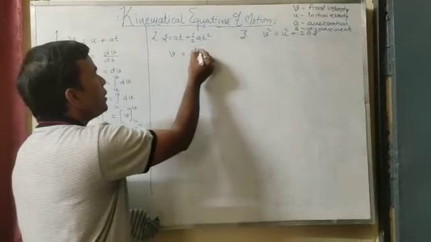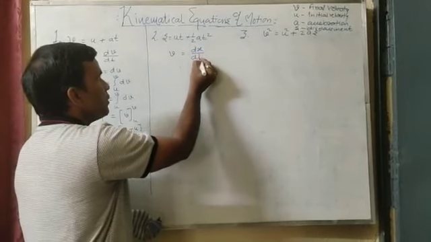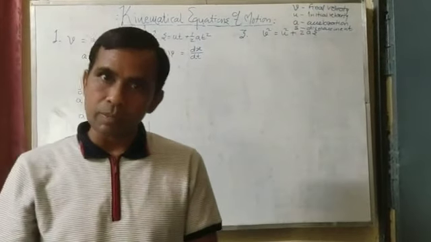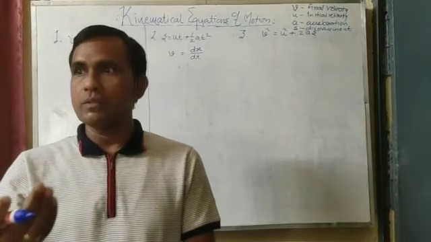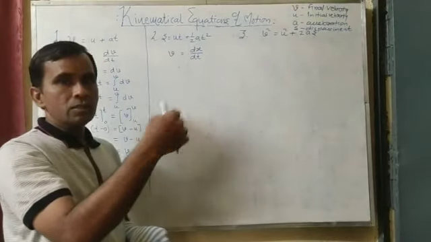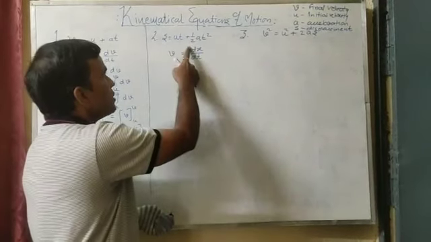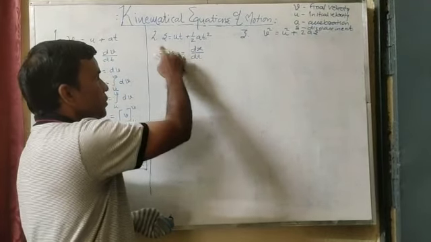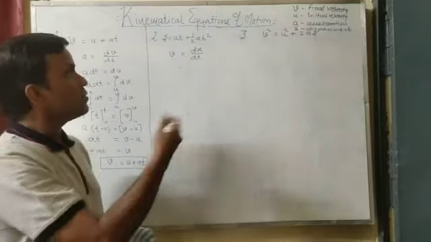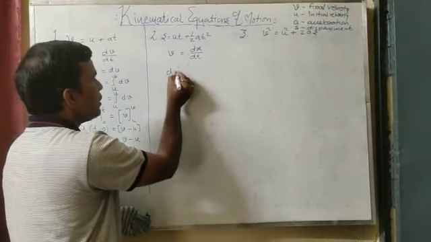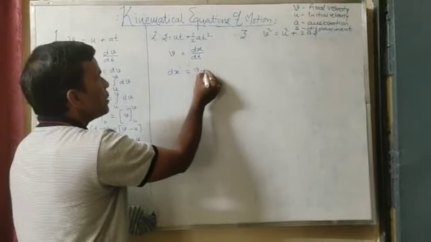v is equal to dx by dt. You know, the velocity is the rate of change of displacement with respect to time. It's also written as dx by dt. It's also read as d by dt of x, that is the differentiation of x is known as the velocity. Here also we'll do the cross multiplication. We'll get dx is equal to v dt.